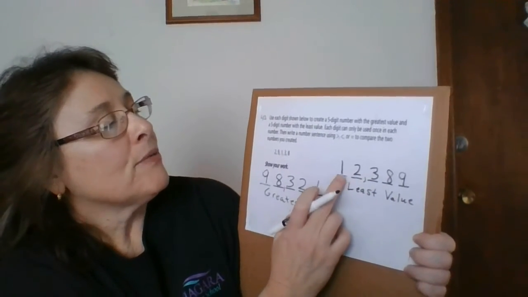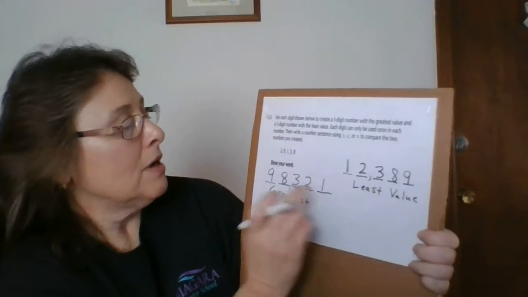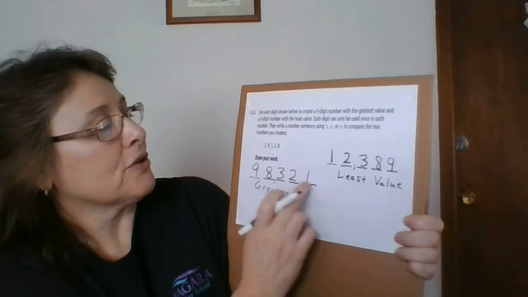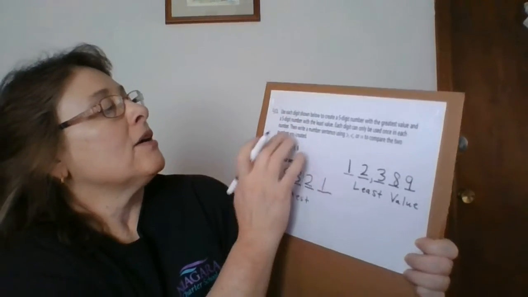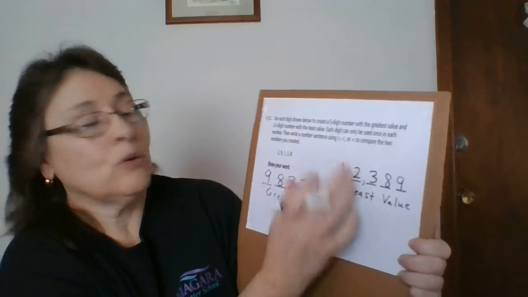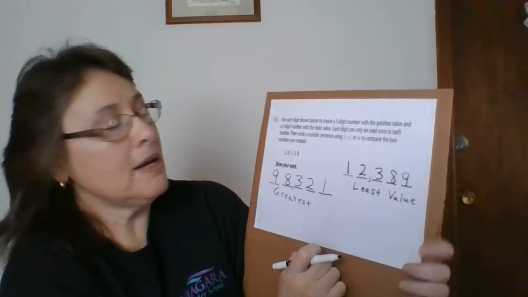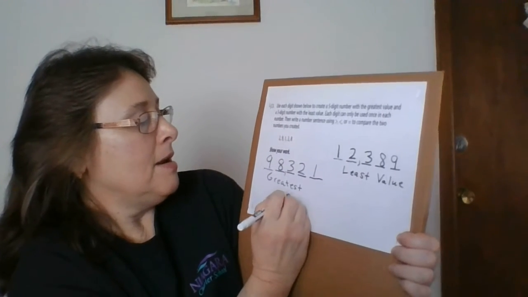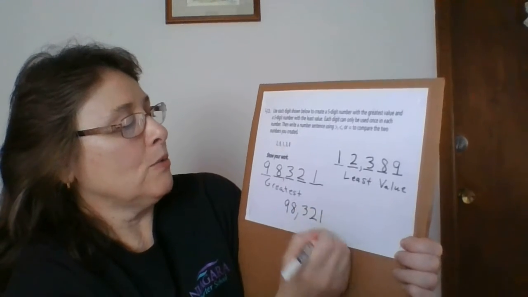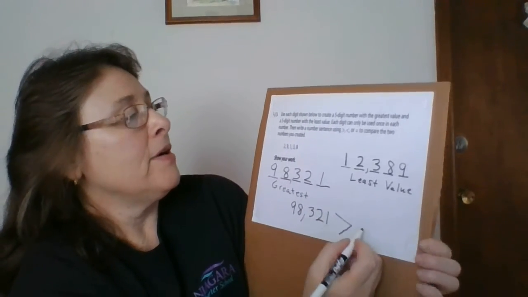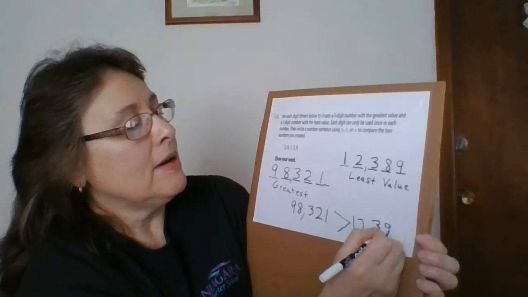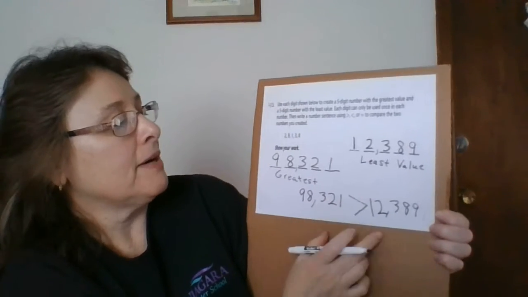12,389. I went from smallest numbers to the largest, and for the greatest number, I went from the largest number to the smallest. But I'm not done. It also wants me to use a number sentence using greater than, less than, and equal to compare these two numbers that I just made. So I can say 98,321 is greater than 12,389. There's my number sentence.